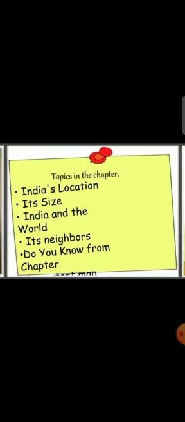Let us revise the first chapter of Geography, class 9th NCERT, India, size and location. Topics in the chapter are India's location, its size, India and the world, its neighbors, and what do you know from the chapter. All these contents are there in this chapter, and one by one we will revise it.